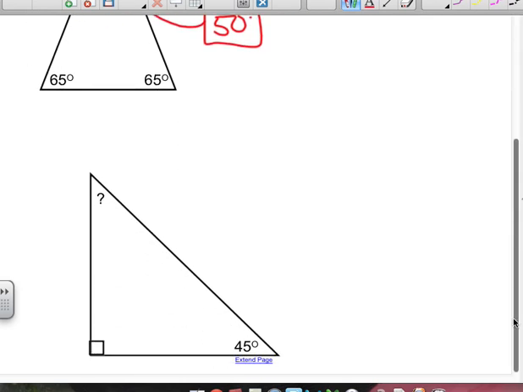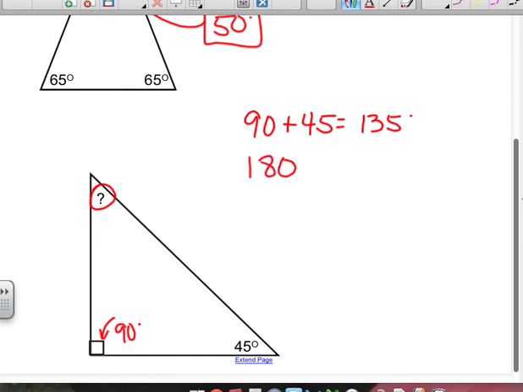What about this one? Look at this guy. Do you see? I've got a 45. What's this guy down here? That's a 90. And then there's your unknown angle measure there. So you take your 90, add your 45. That gives you 135 degrees. 180 inside the whole thing. Subtract off the 135 that you know. 45 degrees is your missing angle measure.